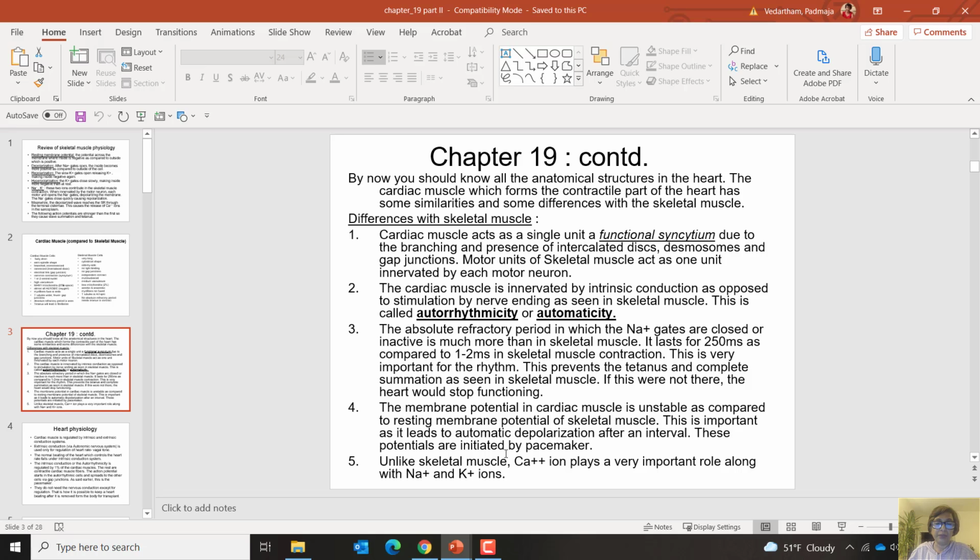Unlike skeletal muscles, calcium ions play a very important role along with sodium and potassium. In skeletal muscles, we saw that the action potential, that is depolarization and repolarization, is caused by sodium and potassium, whereas in cardiac muscle cells, calcium plays an equally, or in fact more, important role in the actual action potential. Forget about the part where it has to help in contraction. Yes, we do have that. But apart from that, calcium plays a very important role in the actual depolarization of these cells.